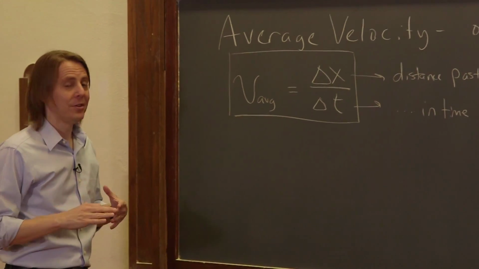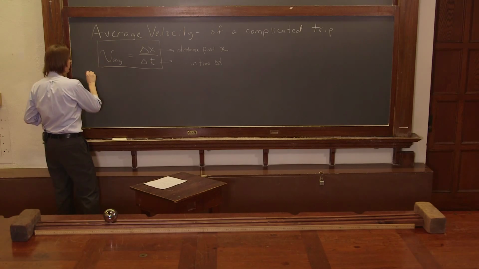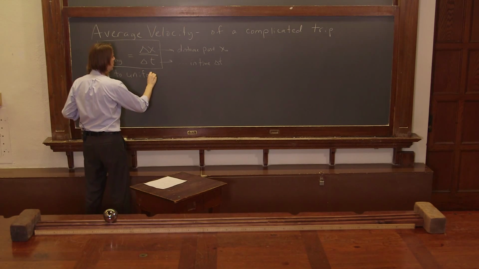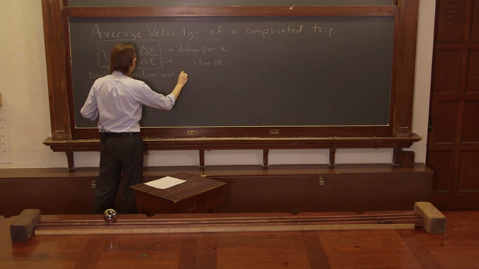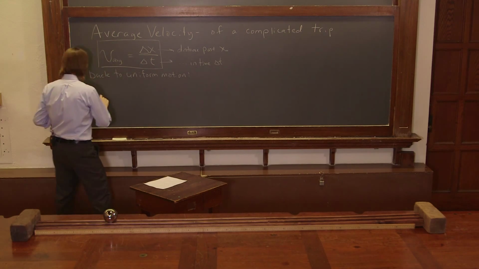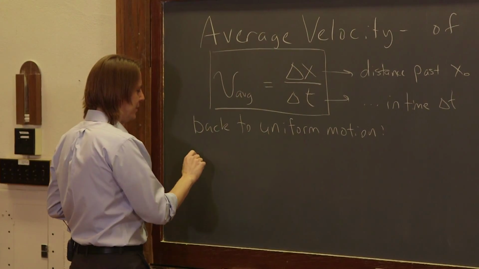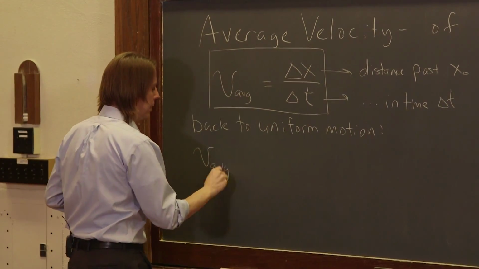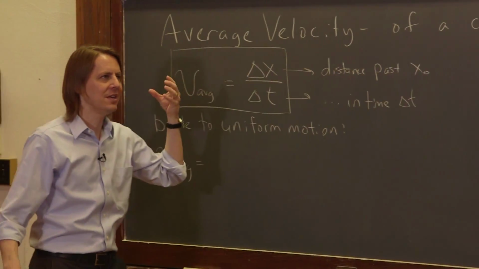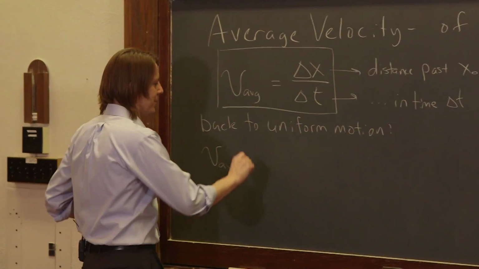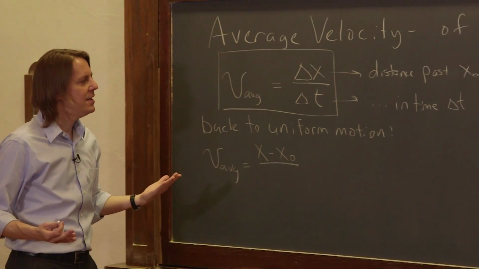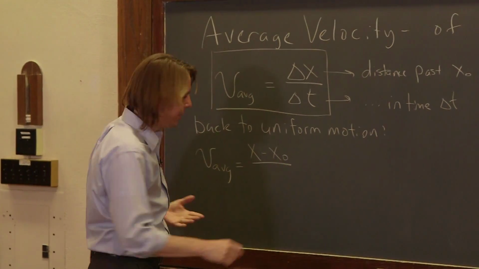To think about the deltas, let's go back to uniform motion for a second. What we can do is start plugging in for these delta x's and delta t's. We would say that v average is delta x. Well, I said it's the distance past x naught, how far you get, x as a function of time, past x naught. So you could write that as x minus x naught. And delta t, well, that's just delta t. Let's keep calling it delta t.